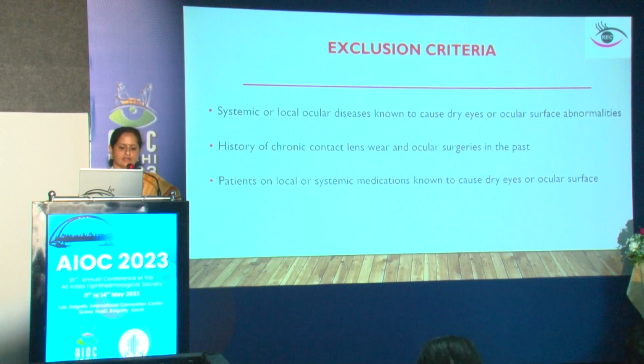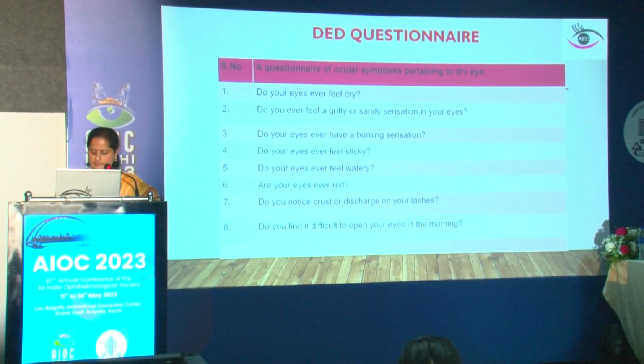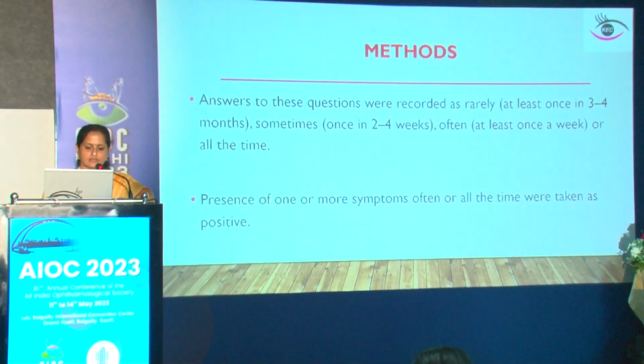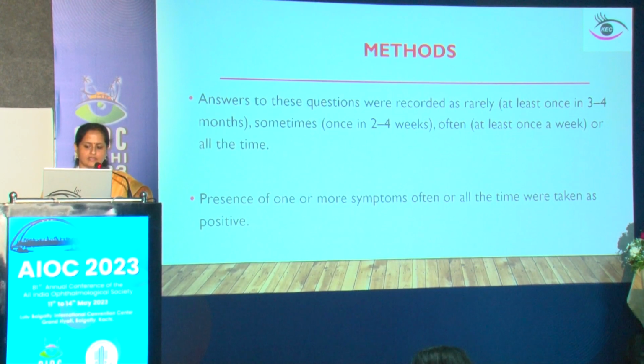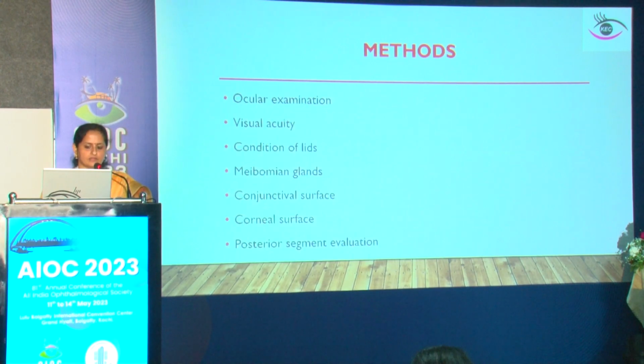The exclusion criteria include patients with systemic or local ocular diseases known to cause dry eye, history of chronic contact lens wear, ocular surgeries in the past, and patients on local or systemic medications known to cause dry eye. This was a dry eye disease questionnaire that was given to the patient. The answers were recorded as how frequently these symptoms occur, whether rarely, sometimes, often, or all the time. The presence of one or more symptoms often or all the time was taken as positive.